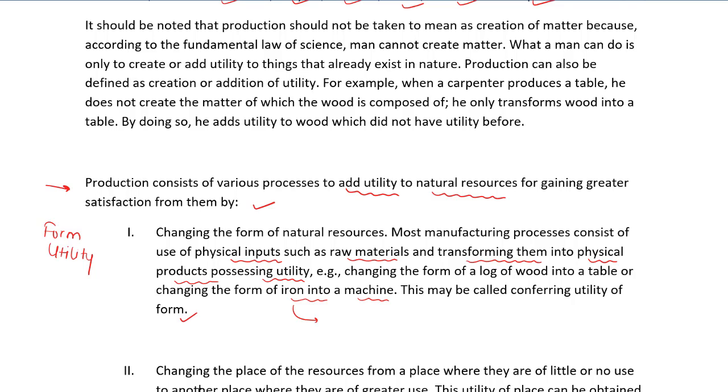So basically it refers to physically changing the form of natural resources. We can write over here: physically changing the form of natural resources so it would be used properly.